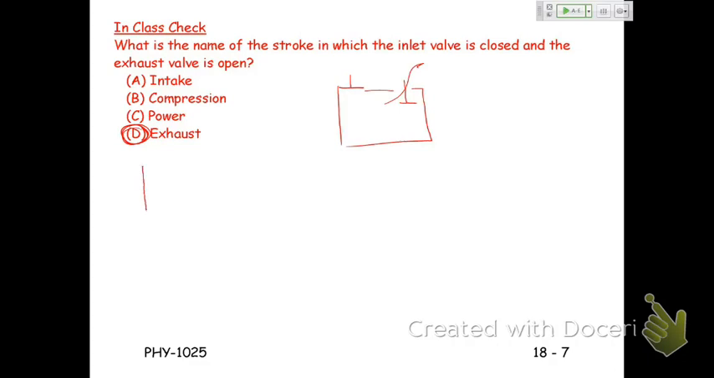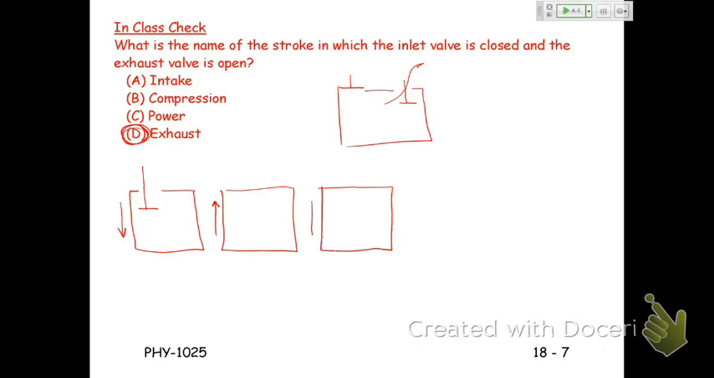For the intake stroke, the intake valve is open, and the piston is moving down. For the compression stroke, both valves are closed and the piston is moving up. For the power stroke, both valves are closed and the piston is moving down. And for the exhaust stroke, the exhaust valve is open and the piston is moving up. So there's never an alternative where the exhaust valve is open and the piston is moving down.